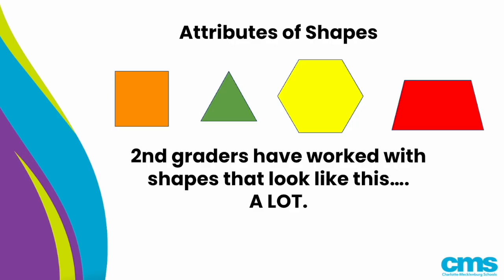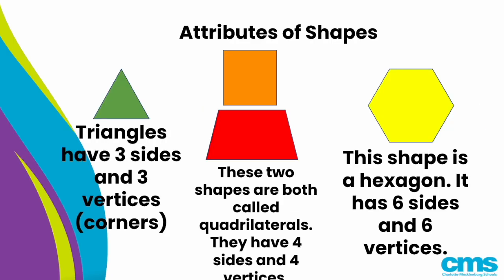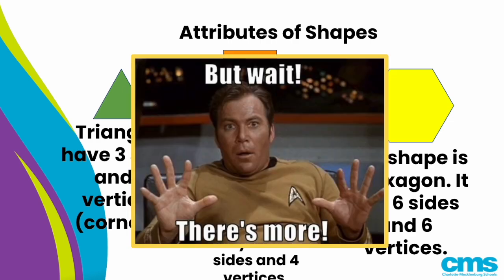But really what we want students to know is that, yes, they're right, that is a triangle, and it has 3 sides and 3 vertices or corners. And we do call the square and this red trapezoid quadrilaterals. They all have 4 sides and 4 vertices, and the yellow shape is a hexagon. It's always the hexagon when we use those hands-on materials. However, there's more. There's a lot more to geometry in these shapes that we call triangles and quadrilaterals and hexagons. There's more than meets the eye.